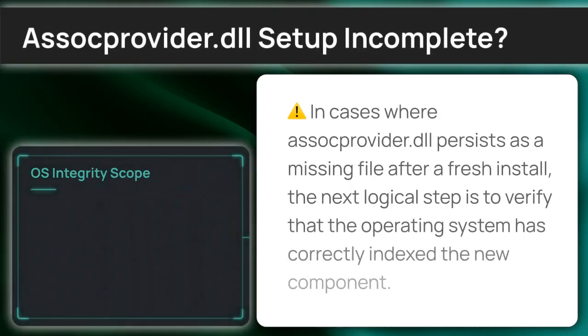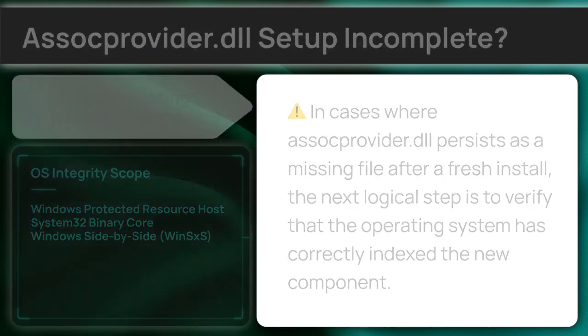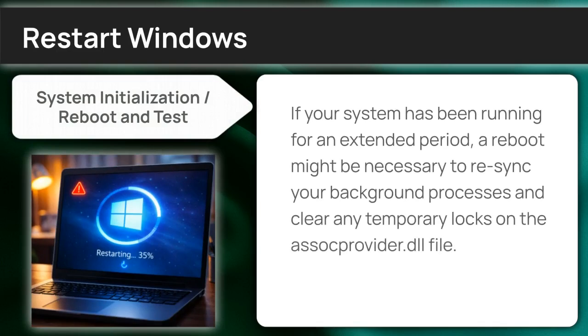If you're still finding yourself stuck after the reinstall, our next priority is to check for any active blocks in the system path. A standard reboot clears out temporary memory conflicts and gives the Windows loader another chance to properly register the Association Provider component during startup.